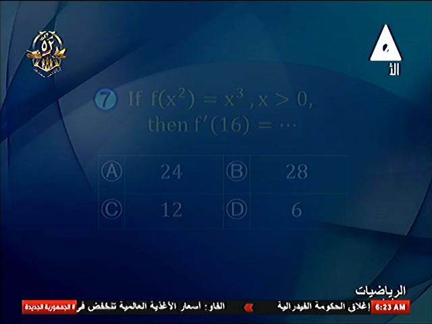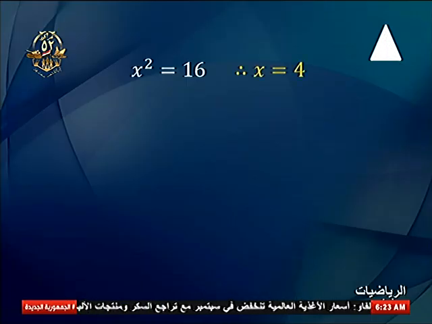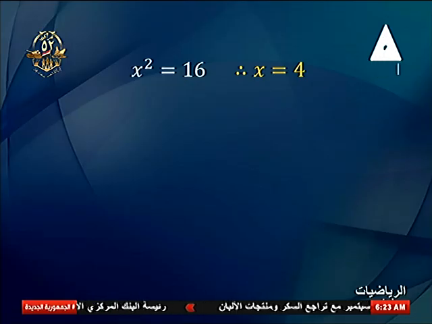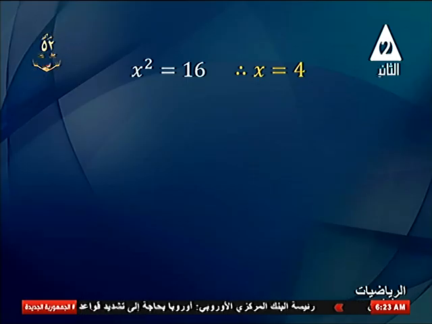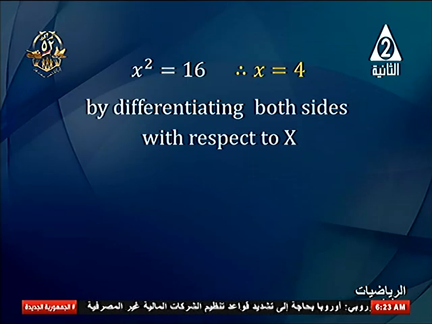Look at this. When x squared equals 16, x must be positive or negative 4. But in this case, we are taking x equals 4 only. Why? Because from the given condition x is more than 0, we choose the positive number, x equals 4.